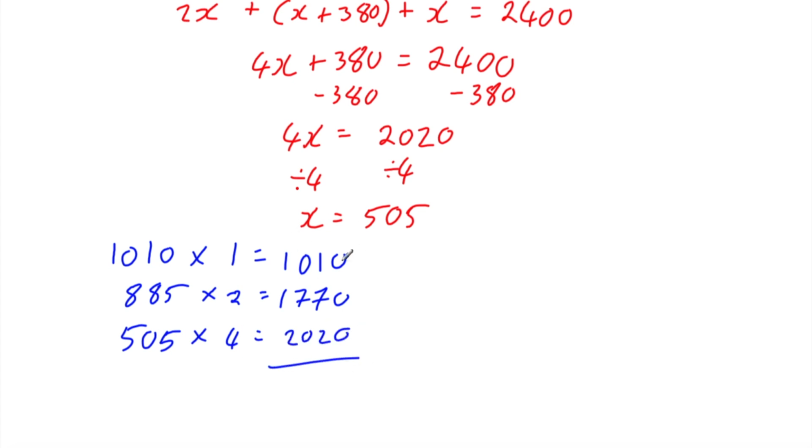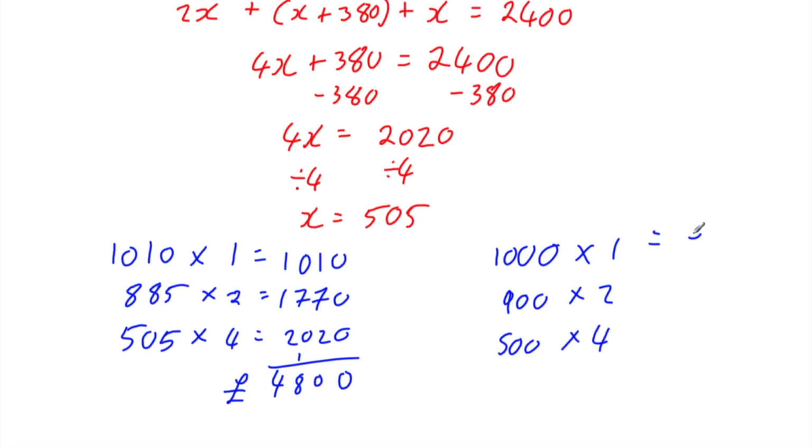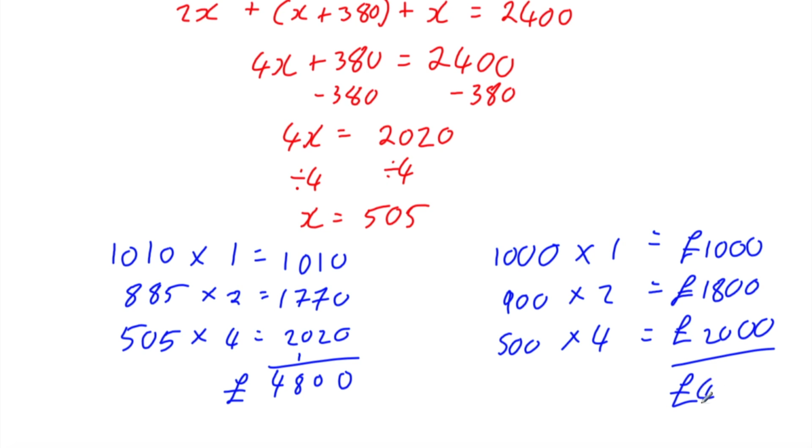And if we add all of those up, we get 0. 1 plus 7 plus 2 is equal to 10, so put those down, carry 1. 7 plus 1 is equal to 8, and 1 plus 1 plus 2 is equal to 4. So that's equal to £4,800. And just to show that if you did round the numbers of cars to 1,000 times 1, 900 times 2, and 500 times 4, that's equal to £1,000, £1,800, and £2,000, and if we add those amounts of money up, we also get that's equal to £4,800. And that's it.